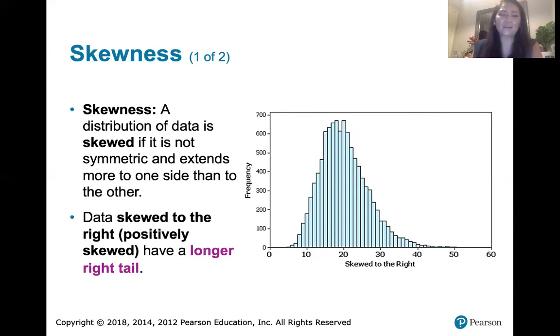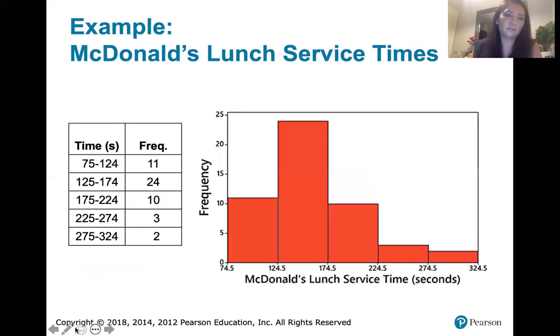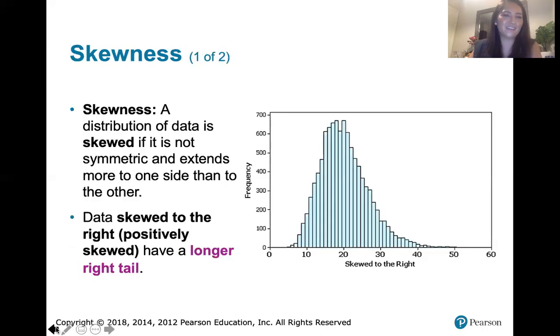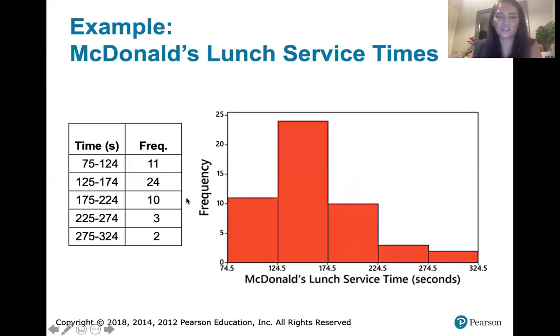But ideally, I would give you a statistics test that was not only fair, but one that you felt very well prepared for. And instead of being skewed to the right, we would want data that are skewed to the left. So skewed to the left looks like this. Oh, oops, before we go on to skewed to the left, here's some data that is skewed to the right. We've got those McDonald's lunch service times. It's skewed to the right because most of the data lies on the left of the table, and we have that long right tail.